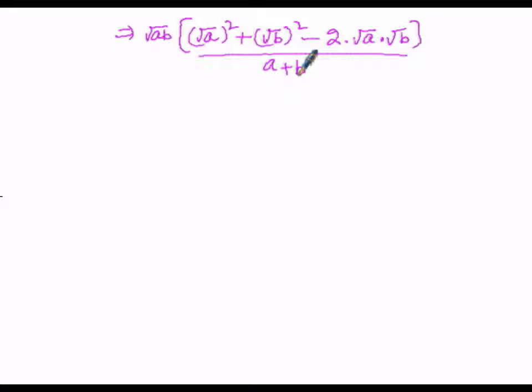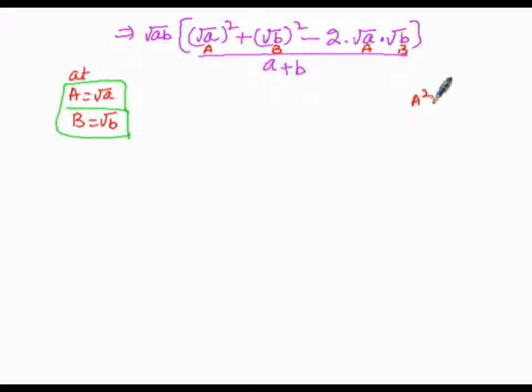Now when we assume root a as A, capital A equals root a, and root b as B, capital B equals root b, then root a will be A and root b will be B. Now it is in the form of a square plus b square minus 2ab. So here we know a square plus b square minus 2ab can be written as a minus b whole square based upon this special product.